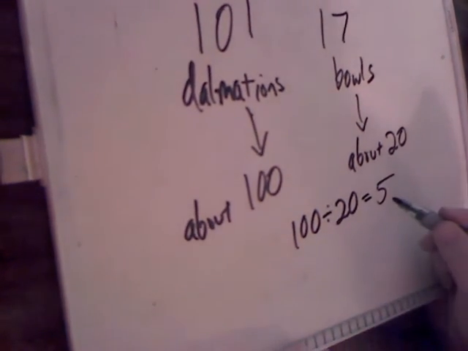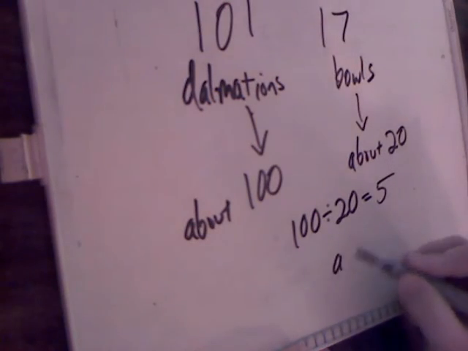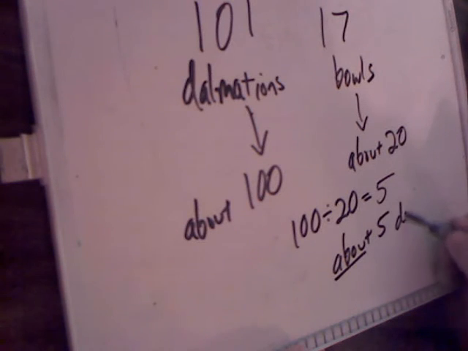So our answer would be not 5, but about 5 dogs per bowl.